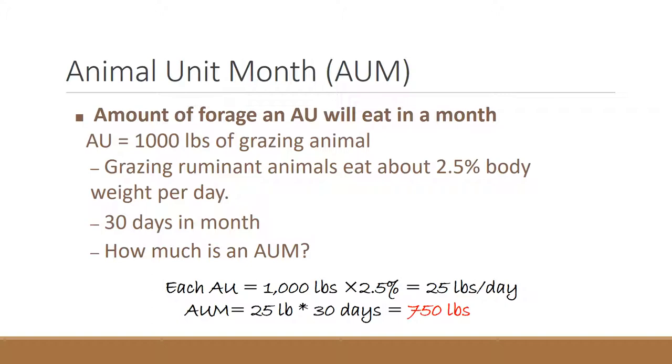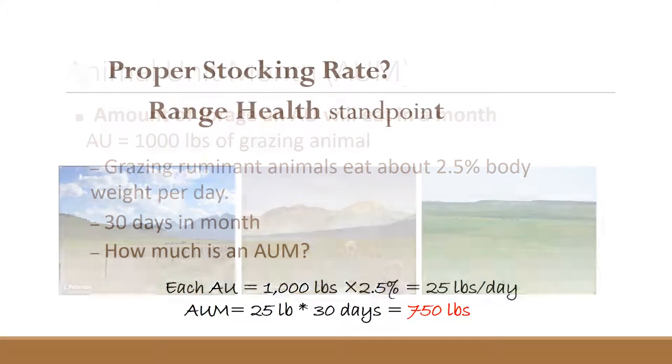I'm just going to warn you, some agencies like the Forest Service and the Natural Resources Conservation Service are a little more conservative. They use like 780 to 800 pounds per AUM. Other people might use less. So there's no magic number that an AUM is. In this class, we're going to use 750, and that will be in the ballpark of what most people would consider an AUM. Again, that's on a dry matter basis. 750 pounds of forage equals an AUM. Don't forget, an AUM is an amount of forage. An animal unit is an amount of animal.